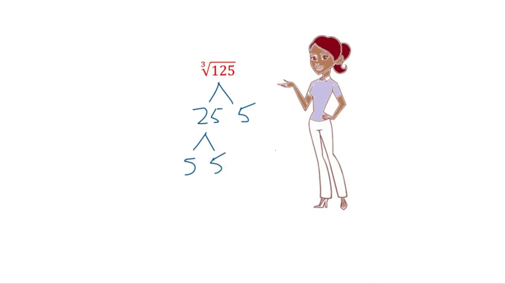So at the end of each of these nodes, we have prime numbers. And again, we need 3 of the same. So in this case, we do have 3. So this would equal 5. Our answer would be 5 because the cube root of 125 is 5.